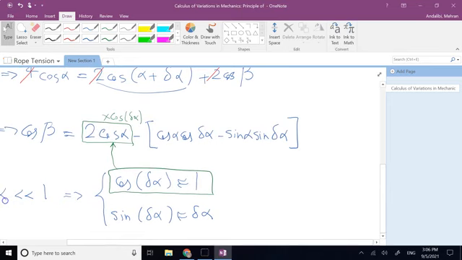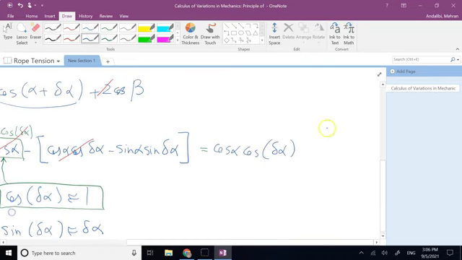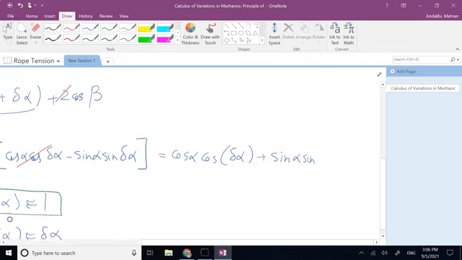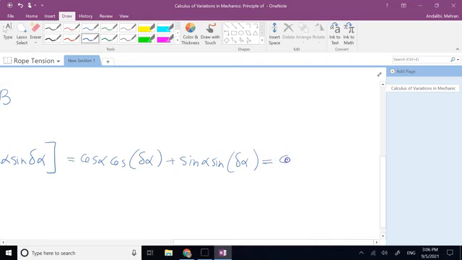If I do so, what's going to happen? This is going to be 2 cosine alpha cosine del alpha minus 1 cosine alpha cosine del alpha. So one of them will go away, and I will get 1 cosine alpha cosine del alpha. This minus and that minus will be a plus. And now if you look, this is a cosine, but the subtraction. So this is cosine of alpha minus del alpha.